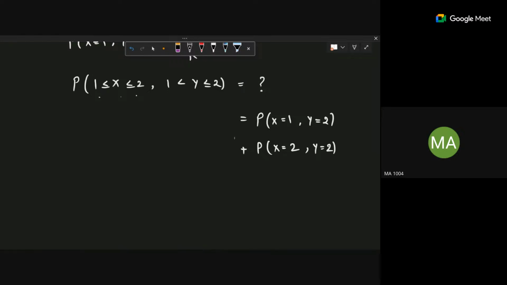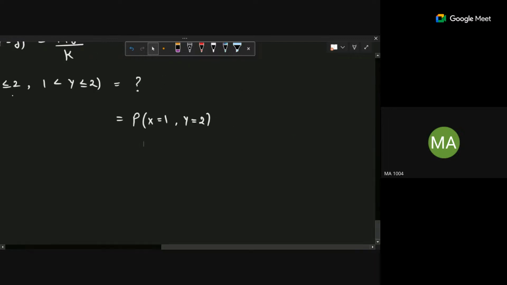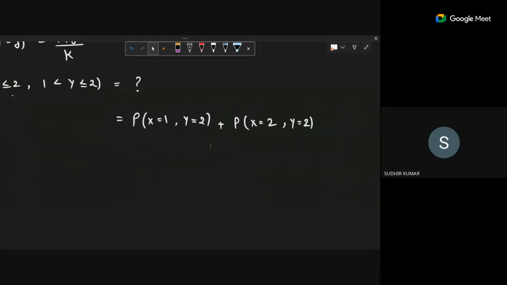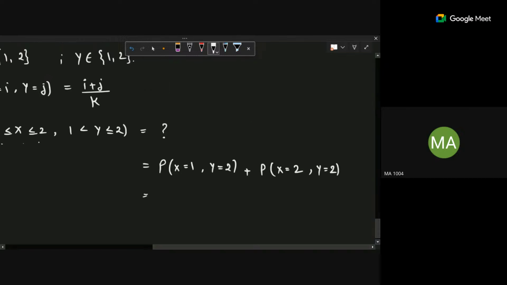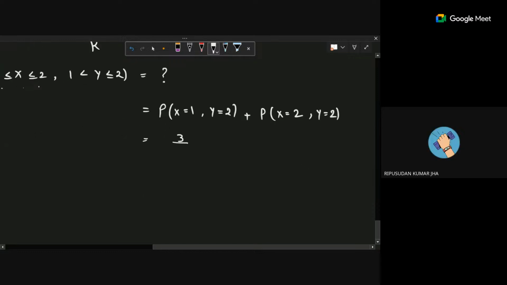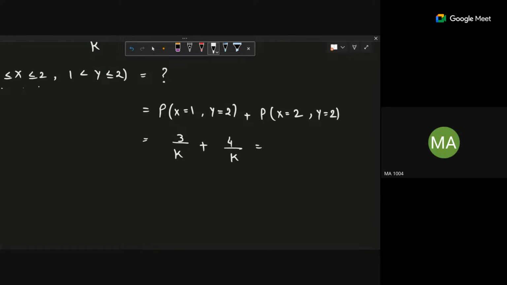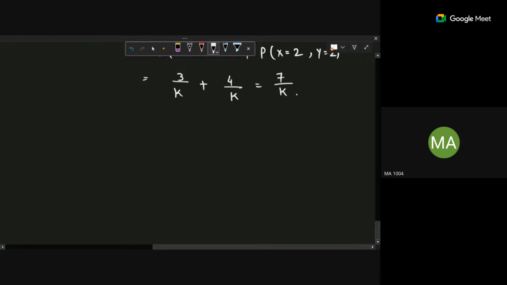Right. So what do you think is the value of k there? That is 12, ma'am. Okay. So here we can use (i plus j) by k, the probability formula. What is i? 1, j is 2, right? So it is 3 by k, plus this one is 4 by k. So 7 by k. k is unknown.